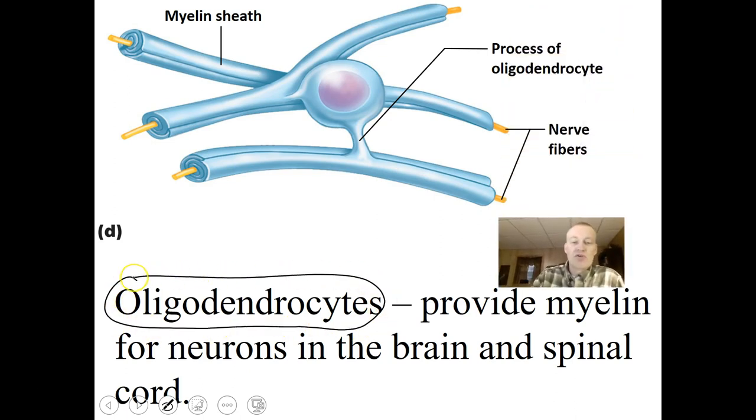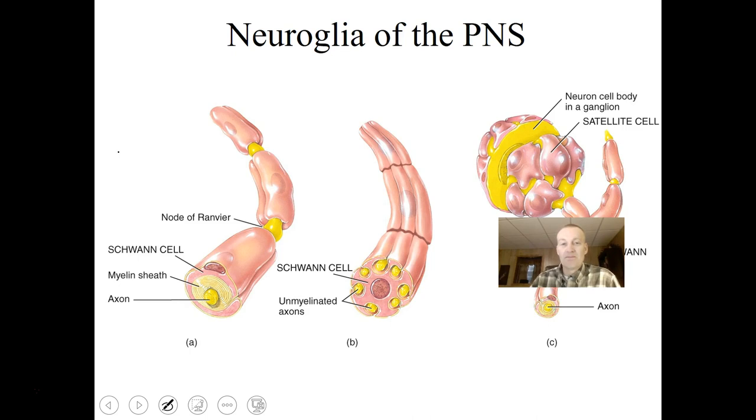Oligodendrocytes are the cells that provide myelin, or the insulation, for neurons that are in the brain and spinal cord. So you can see they wrap around, very similar to what Schwann cells do. They wrap around the axon to create that insulation.